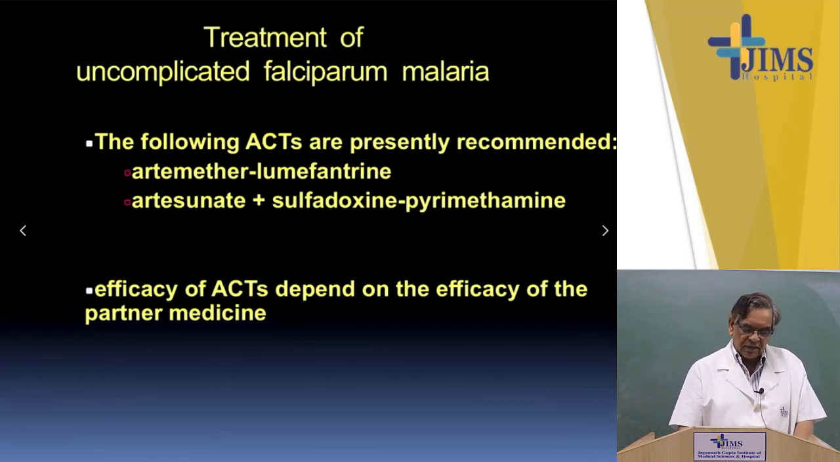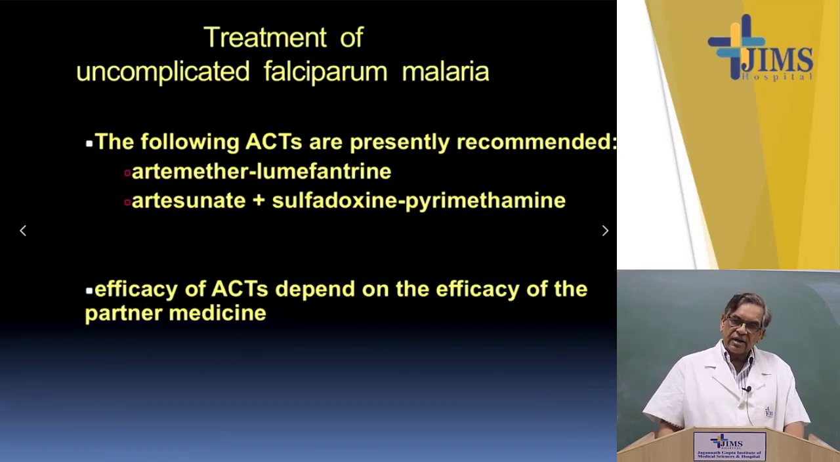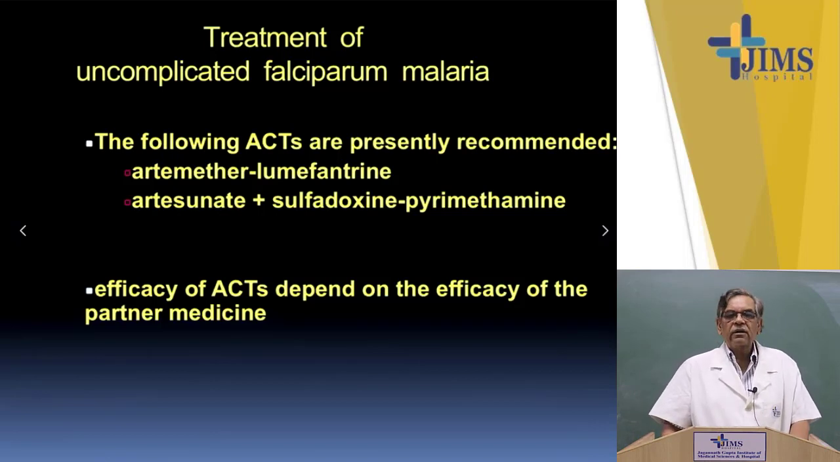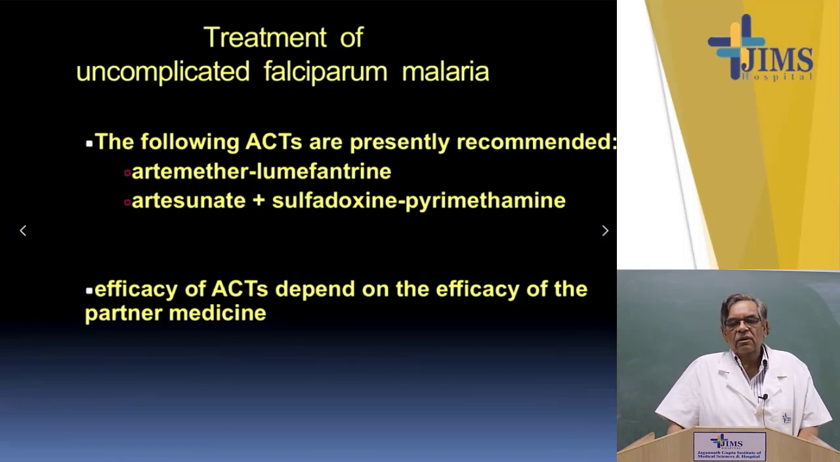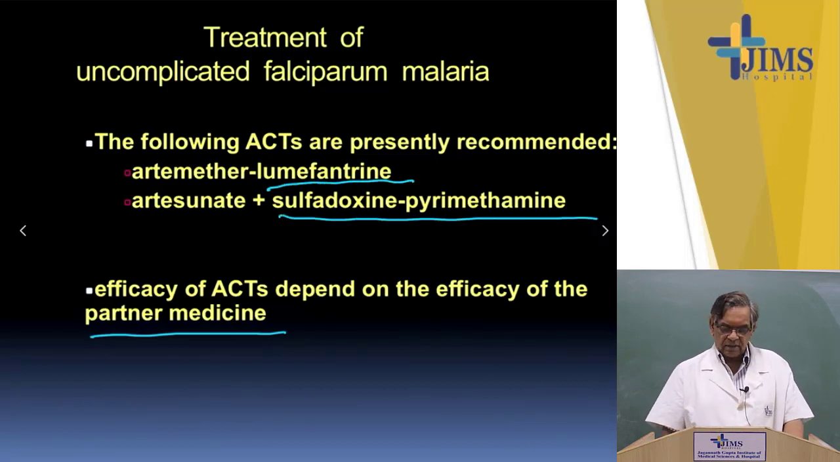So what is the treatment we are giving? We are now recommending, or the WHO recommends, our National Drug Policy recommends, artemether-lumefantrine. These are artemisinin compounds, artemether and artesunate, with SP combination or sulfadoxine-pyrimethamine combination. The efficacy of the ACTs actually depends upon the partner drug. What is the partner medicine? This is the partner medicine of artemether, and this is the partner medicine of artesunate.